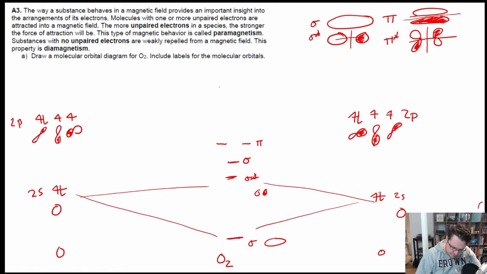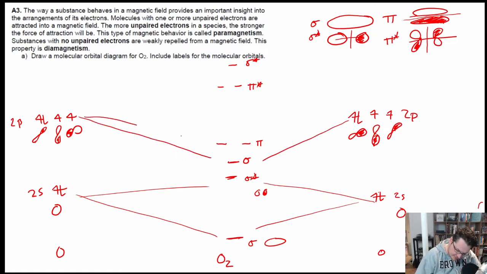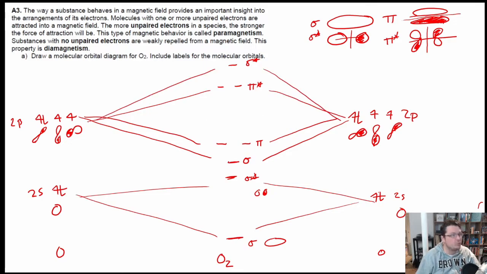And then you have the pi antibonding, and you have the sigma antibonding. That's what happens here in this case. That's easy enough to just remember. That's where that split happens. We'll talk about a different problem, I think it's A4, in a second, where that isn't the case. But that right there is the bare bones of our molecular orbital diagram.